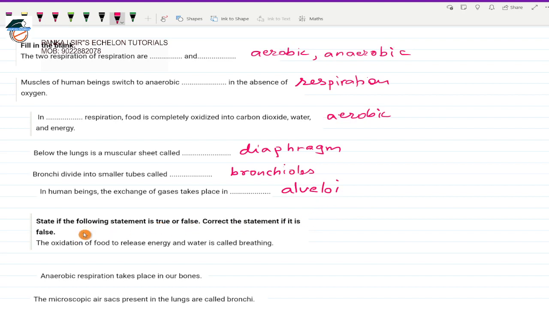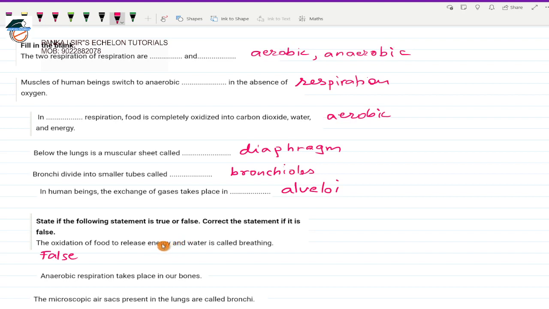Next is state if the following statements are true or false. Correct if the statement is false. So you have to state whether it is true or false, and you have to correct it if it is false. The first one is the oxidation of food releases energy and water is called breathing. Now breathing is also known as external respiration, and in breathing there's no release of energy because there's no chemical reaction taking place. So this is a false statement. So the oxidation of food to release the energy and water is called breathing is a false statement.